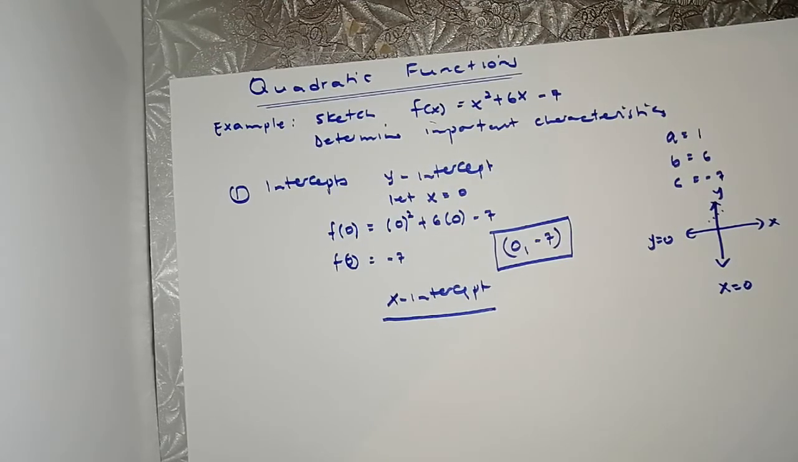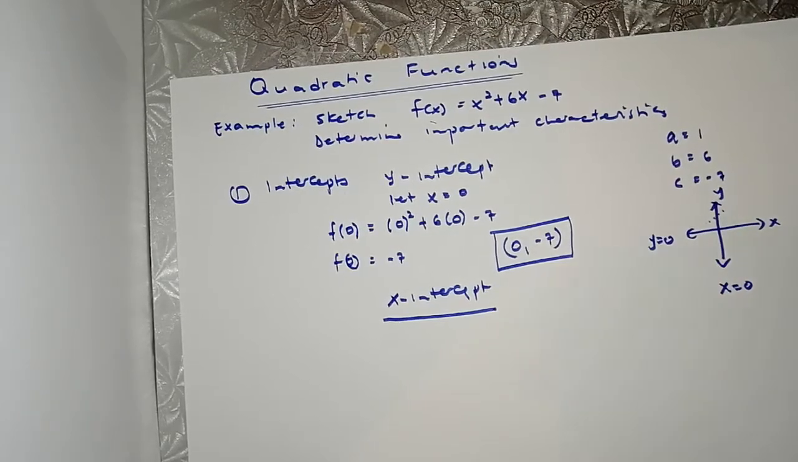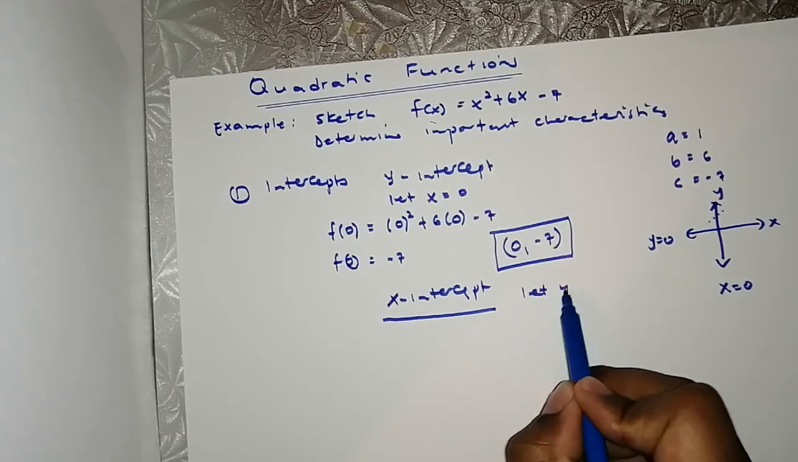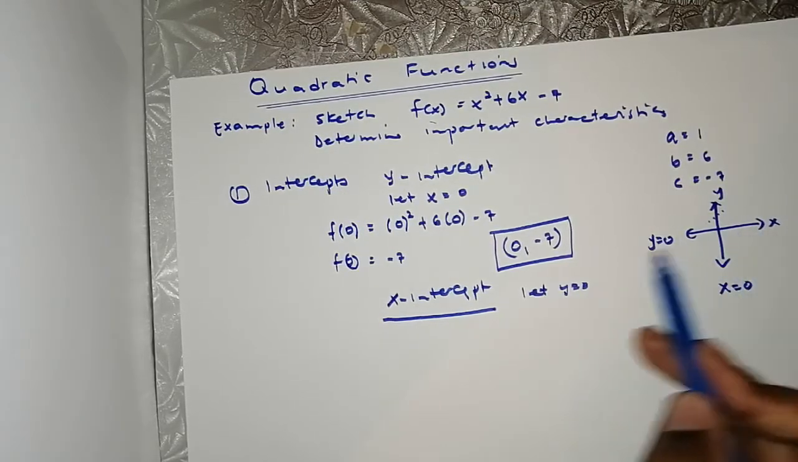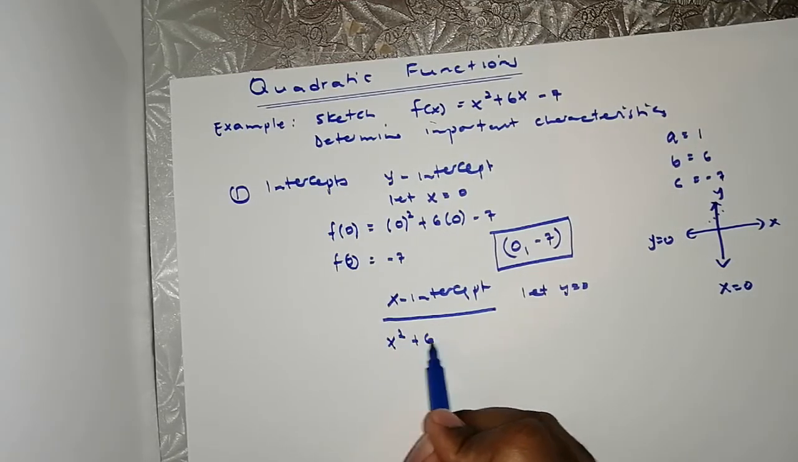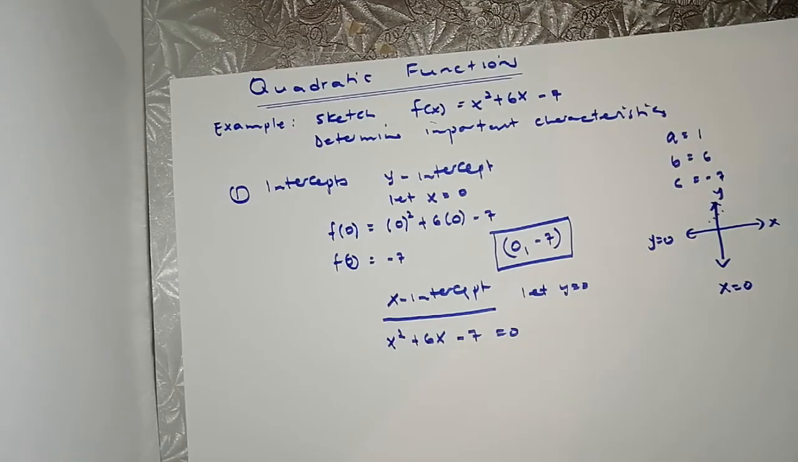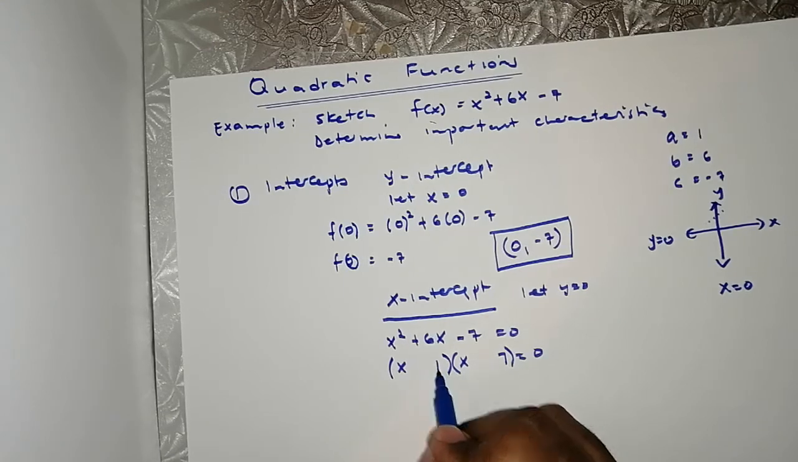So definitely here, we are supposed to find two values where the graph will cut the x-axis. So we let y equal 0 because the equation of this line is y equals 0. So it's going to be x squared plus 6x minus 7 equals 0. I could have placed that on the other side, but anyway. So now at this point, we factorize. We look at the factors of 7. And 7 is a prime number, so it's going to be 1 and 7.